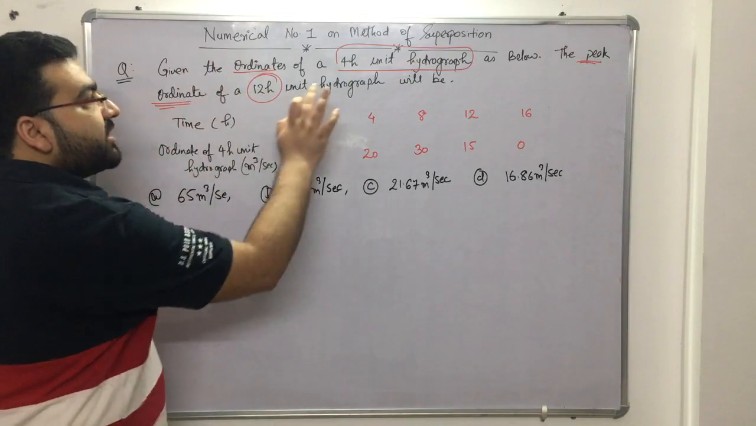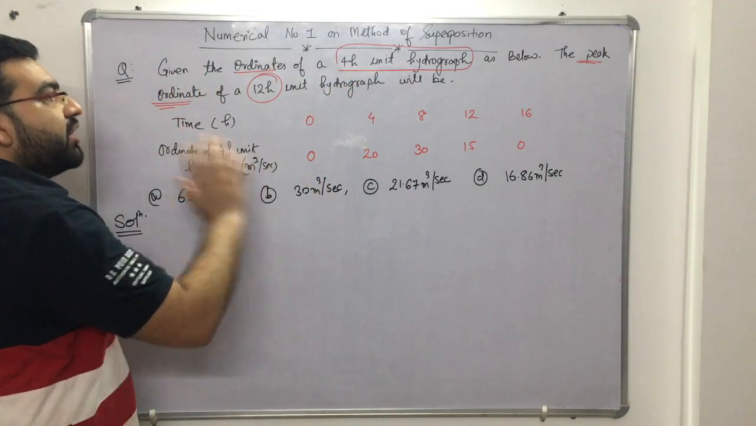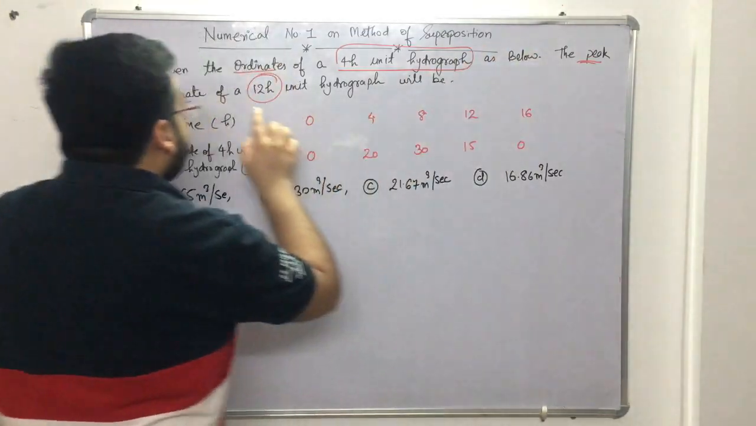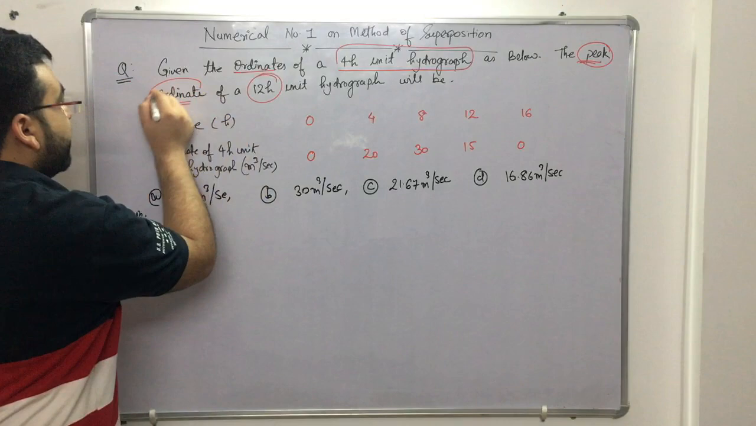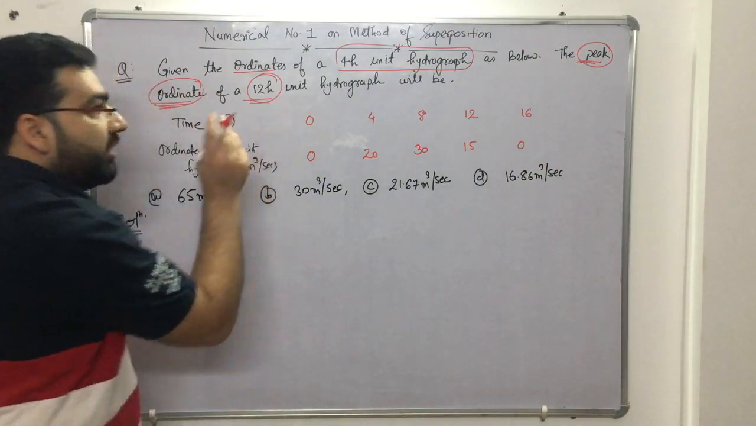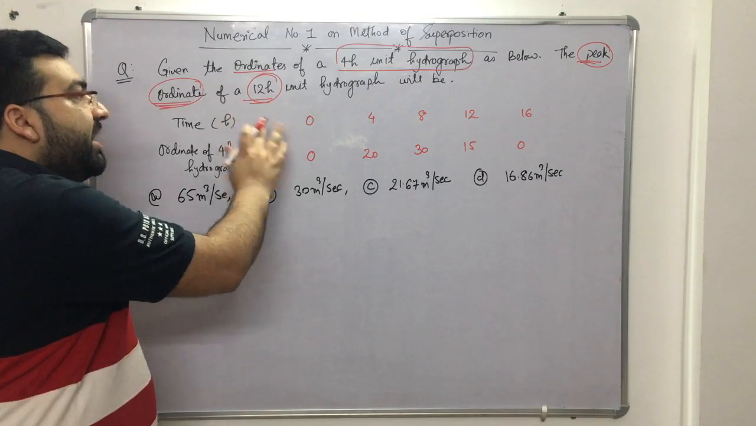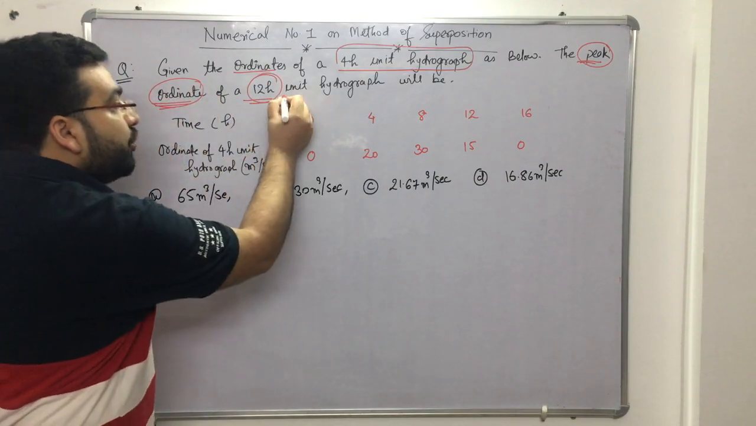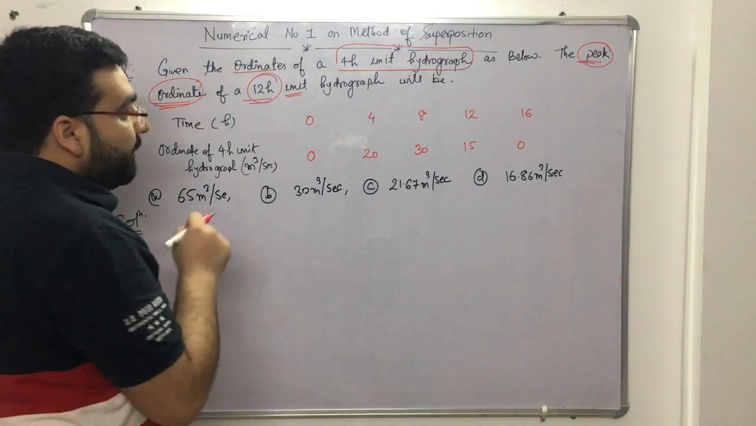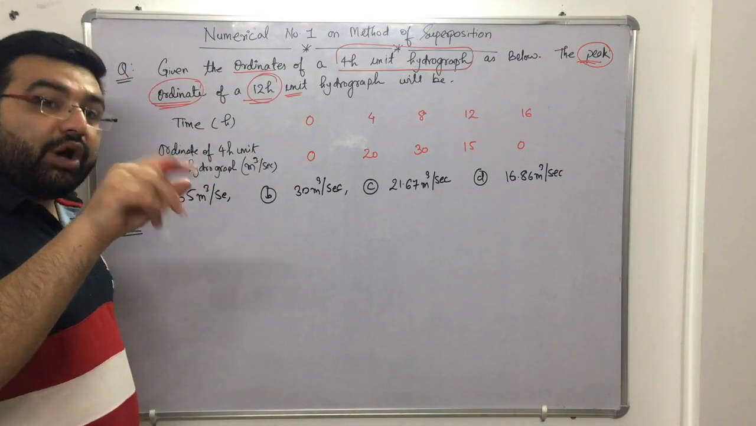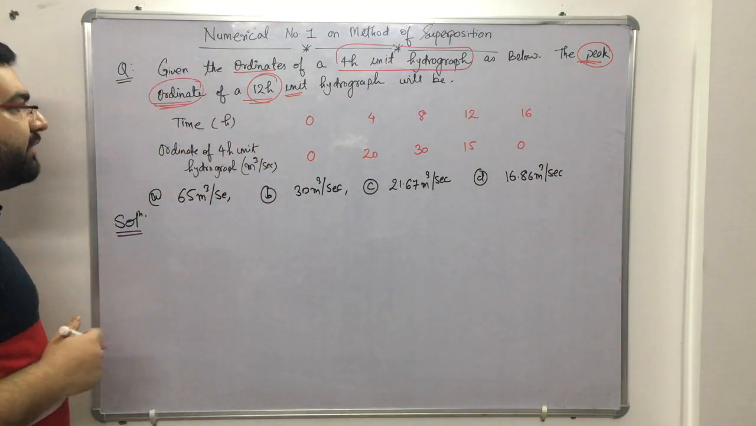Given the ordinates of a 4-hour unit hydrograph, as below. We need to calculate the peak ordinate of a 12-hour unit hydrograph. Understand this: we have to calculate the peak ordinate of a 12-hour unit hydrograph, not a flood or direct runoff hydrograph, only the unit hydrograph. It means the effective rainfall depth will be 1 centimeter or 1 unit. So it's a very straightforward question.